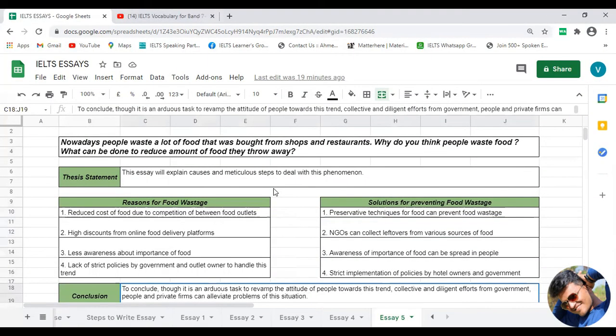Now it's time to discuss the conclusion of this particular statement. So without wasting any time, let's start discussing the conclusion.